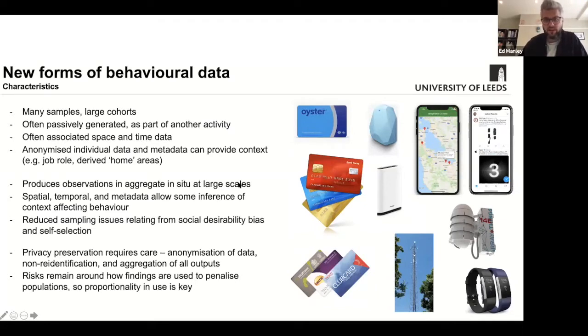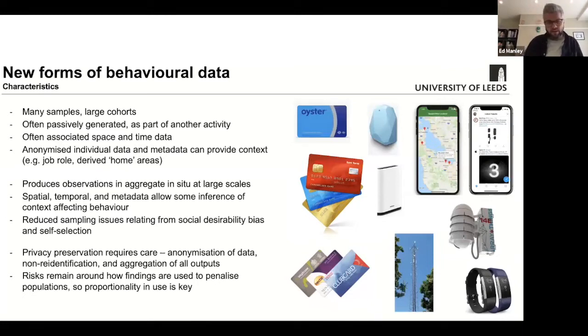So we're thinking about where the event is happening and when. And often these data come with anonymized identifiers at the individual scale, or metadata that can be derived from the data, so things such as a home area or a job role. And when we bring all these data sets together, we can build out an aggregate picture of what's going on at a large scale, or how people are acting, at least as we observe them at different spaces and times.